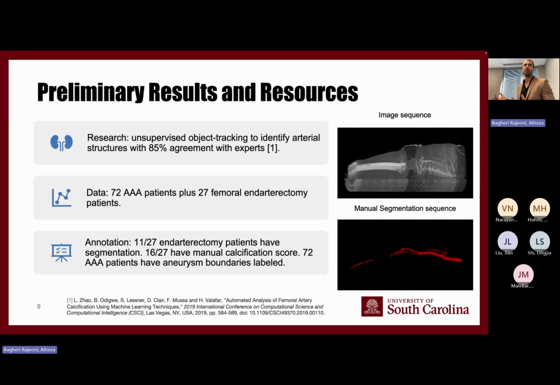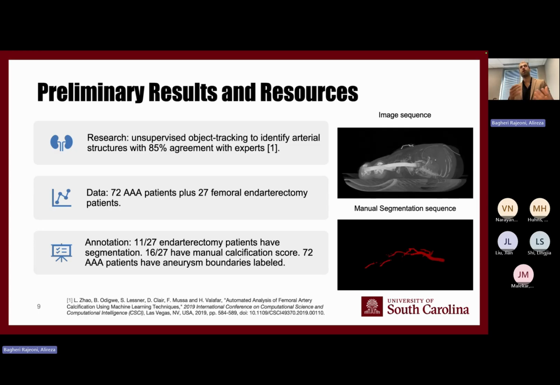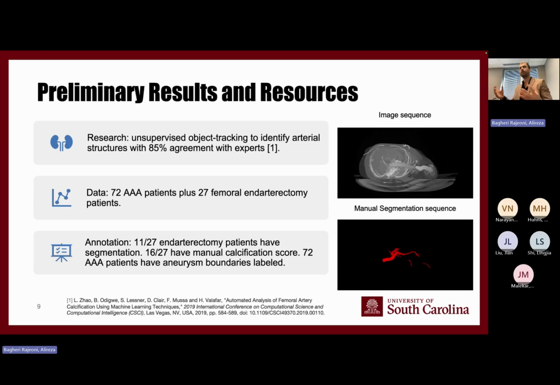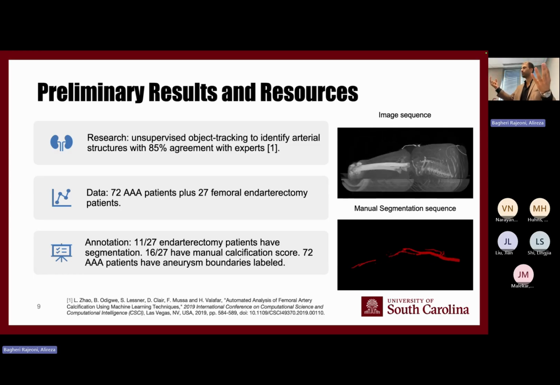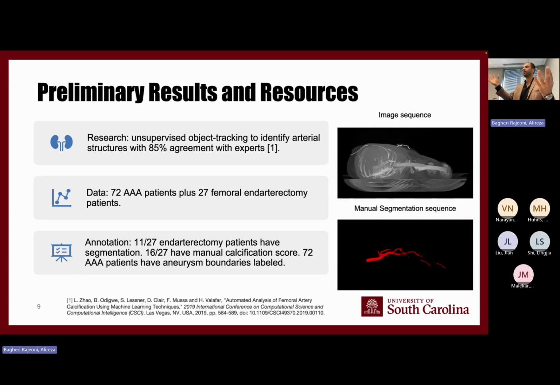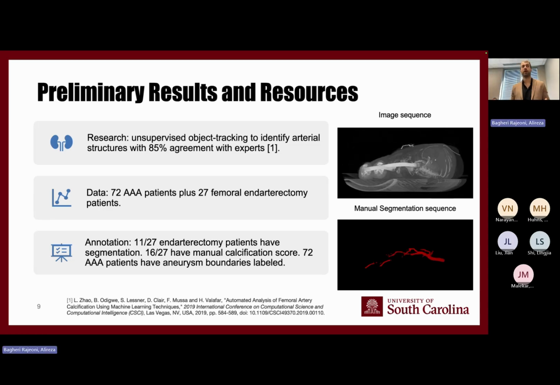Preliminary results so far and resources. At Dr. Valafar's laboratory, previously there was research that used unsupervised object tracking to identify arterial structure with 85% agreement. Identifying that means, like, two arteries here or three arteries, and they are validated against the expert. The resources we have available: we have access to 72 AAA patient scans and 27 femoral endarterectomy patients.